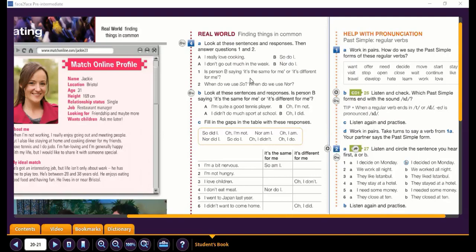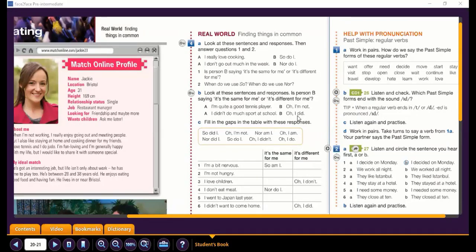So here in 4B, "I'm quite a good tennis player. Oh, I am not." "I didn't do much sport at school. Oh, I did." Here, it's different because you see, "I am," "Oh, I am not." This is the opposite. "I didn't." "Oh, I did." This is the opposite. Okay?